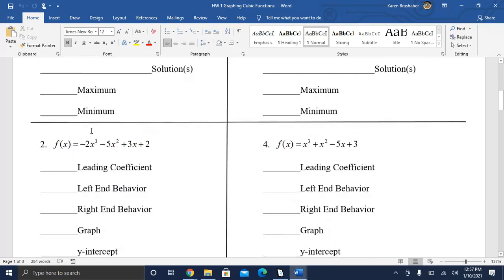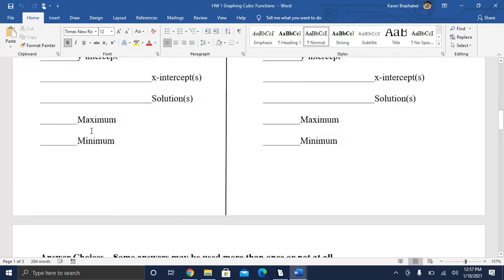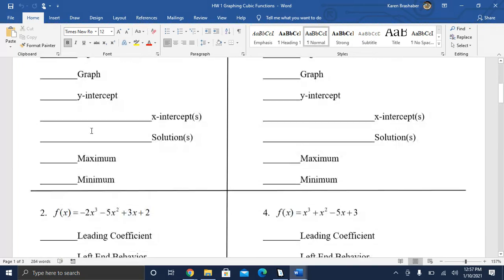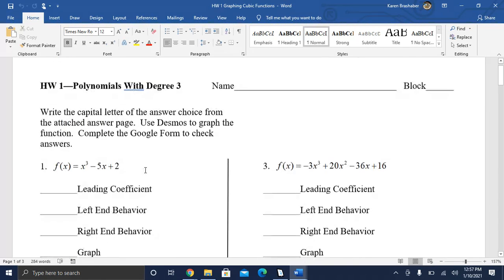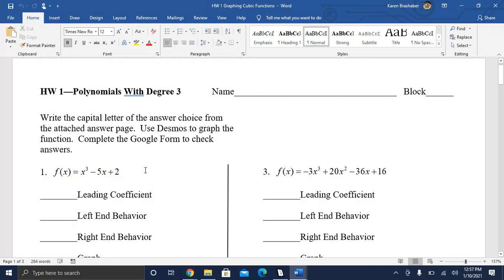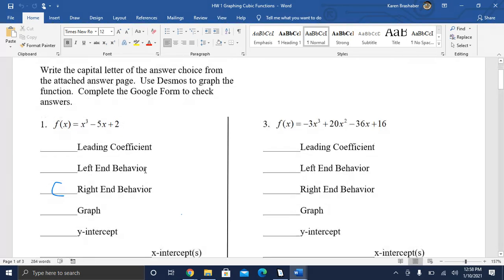So let me show you then on your answer page. So this will be a page of your homework. Then you're going to be given an answer page. And your leading coefficient is one of these 5 answer choices. So for problem number 1, we said that it was 1 x to the third. So that would be answer choice C. And so in the answer blank, I don't want you to put 1. I'd like for you to put the letter C. So that came from the answer page. And then this will just continue happening.